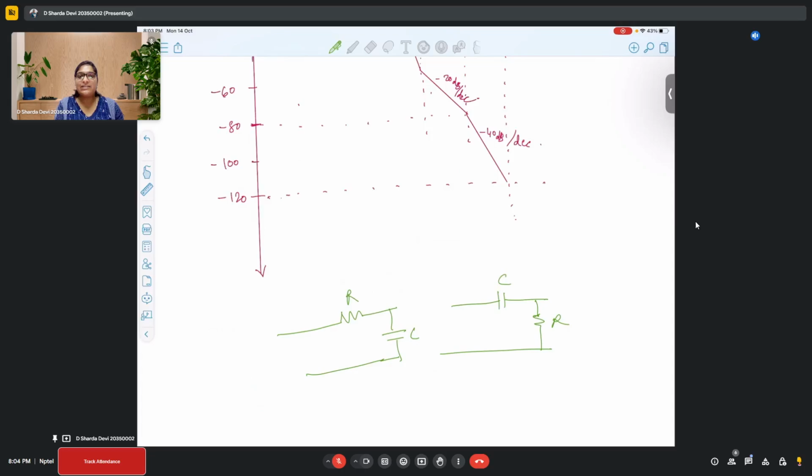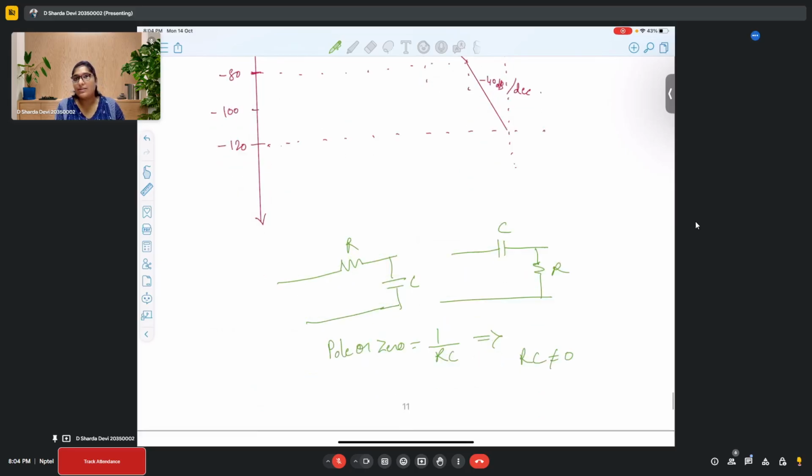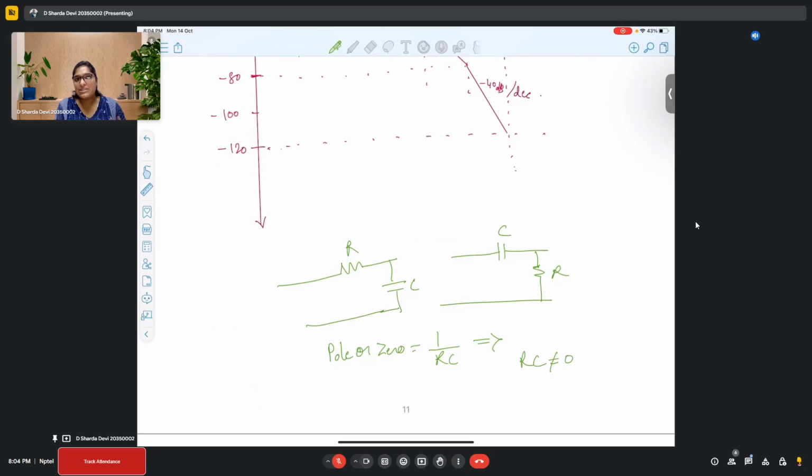So when you have either R and C, it's never one single system, right? It's always a combination of R and C. So when there is always a combination of R and C, then you will never get a pole or zero at 1 upon RC, because R and C can never be zero, right? Yes, it will give you some value practically. So it is never possible to have a pole and zero at zero practically.